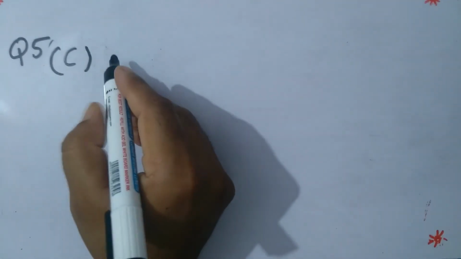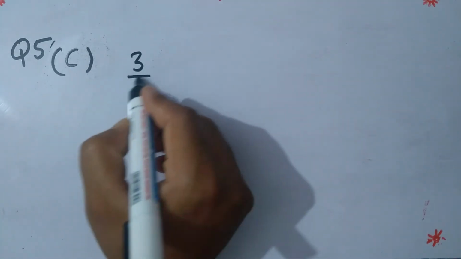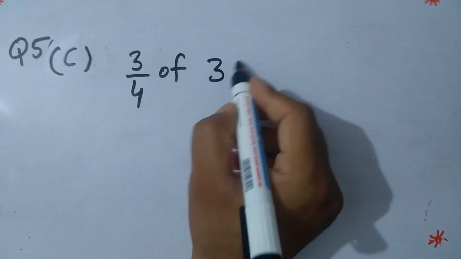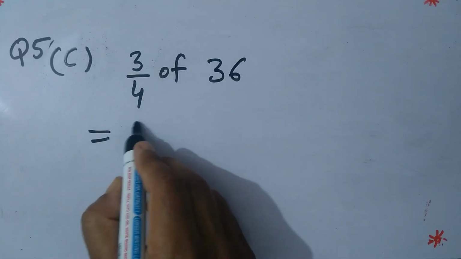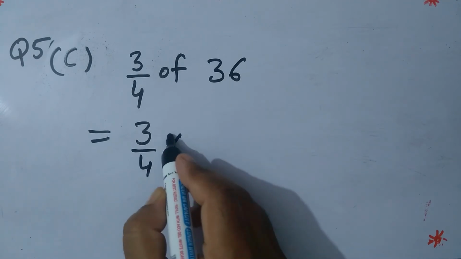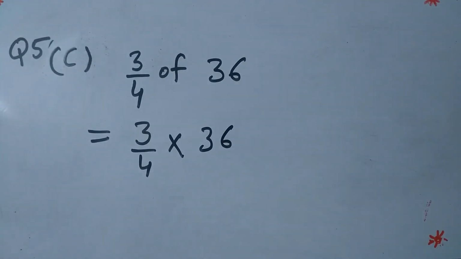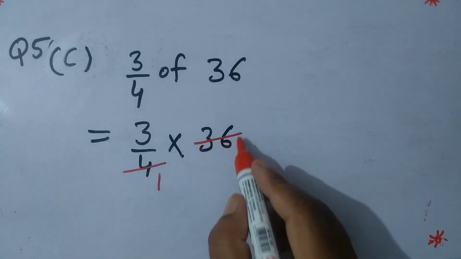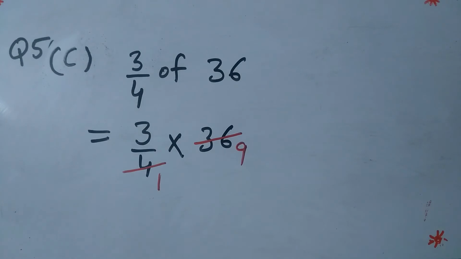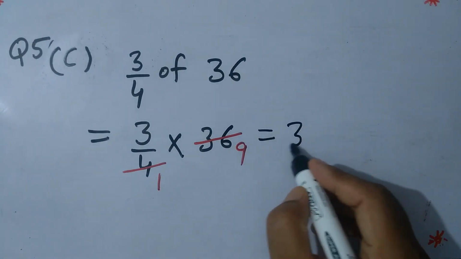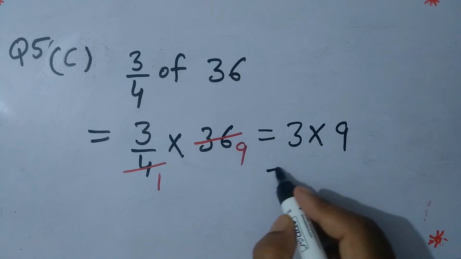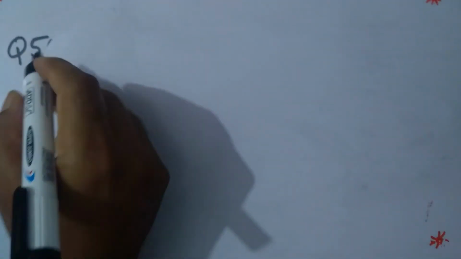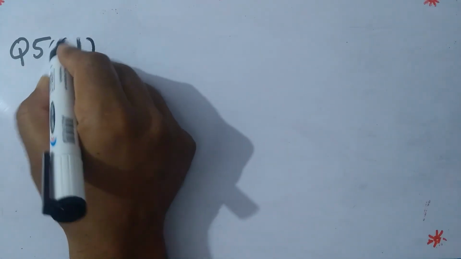Similarly, second part is 3 by 4 of 36. So what we can do? 3 by 4 into 36. So here we have 4 ones are 4, 4 nines are 36. So the answer will be 3 into 9 equal to 27.